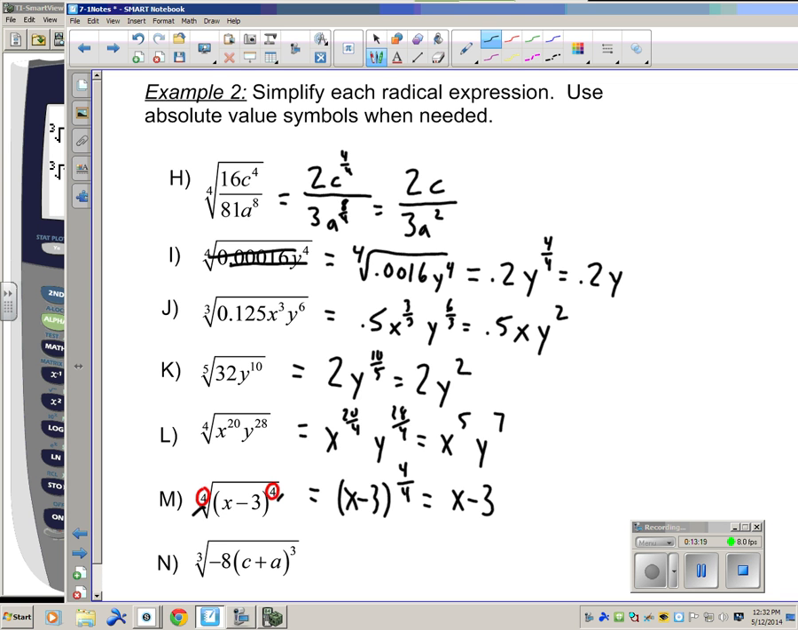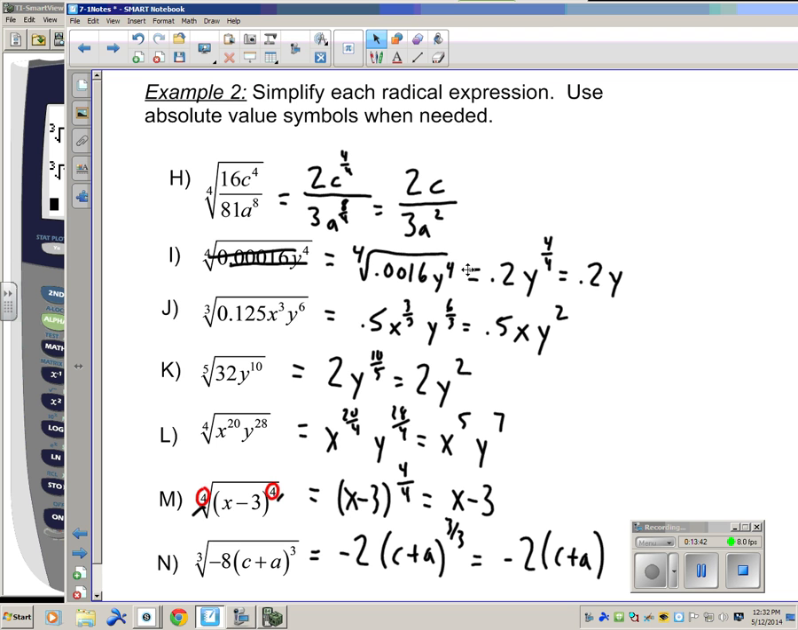And then remember what I said about letter N there. You have to go ahead and find the third root of negative 8 there, which is negative 2. And then you've got c plus a to the 3 divided by 3. So I get negative 2 times c plus a to the first. So there we have that.